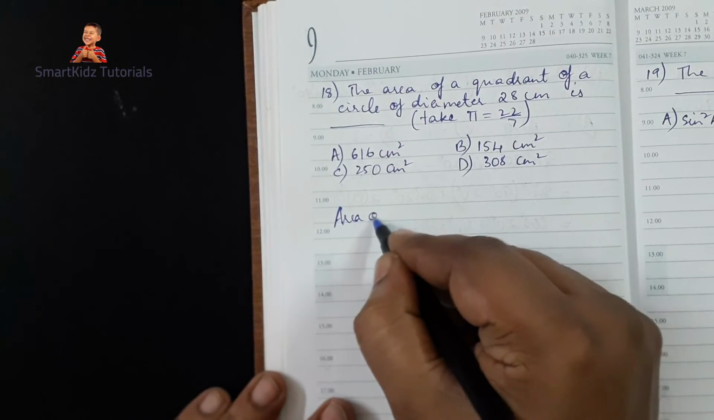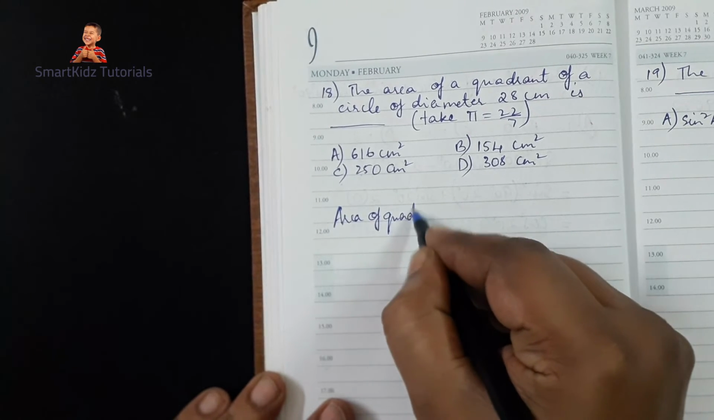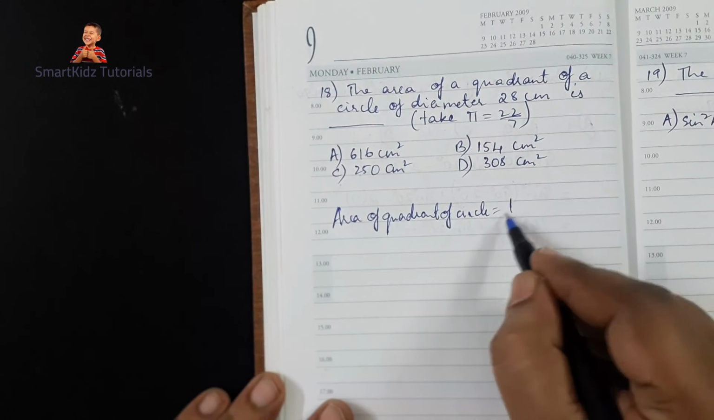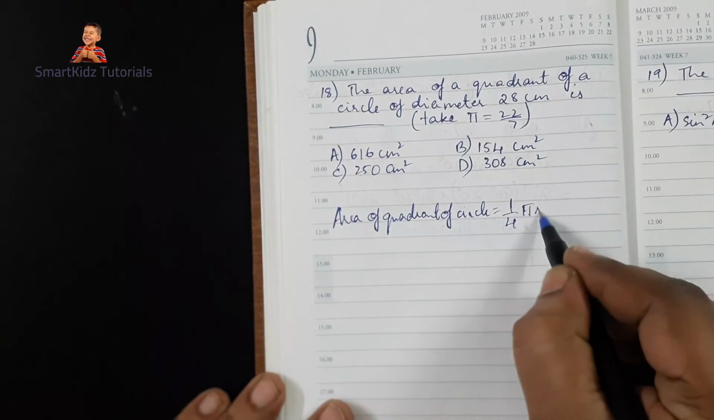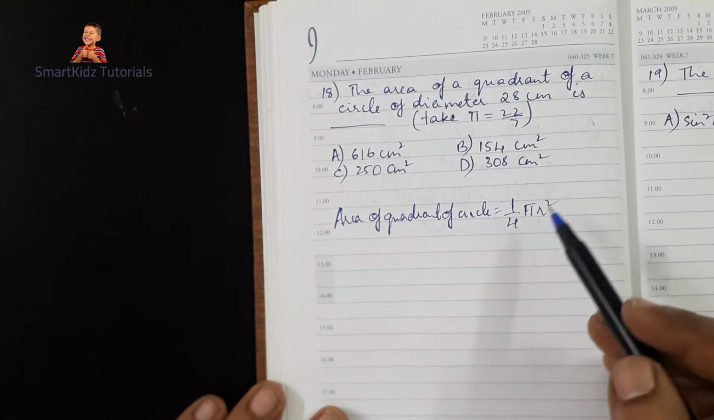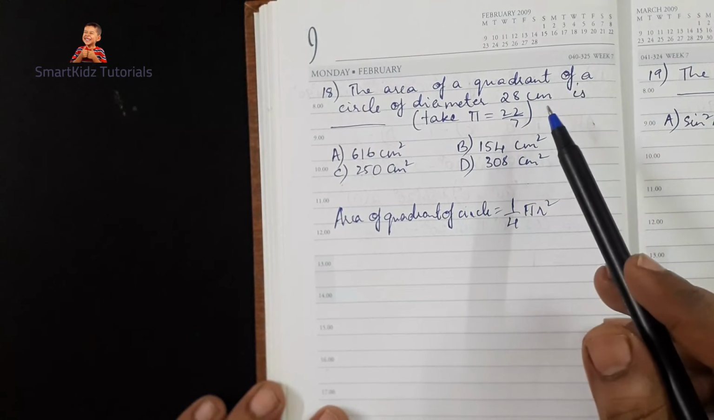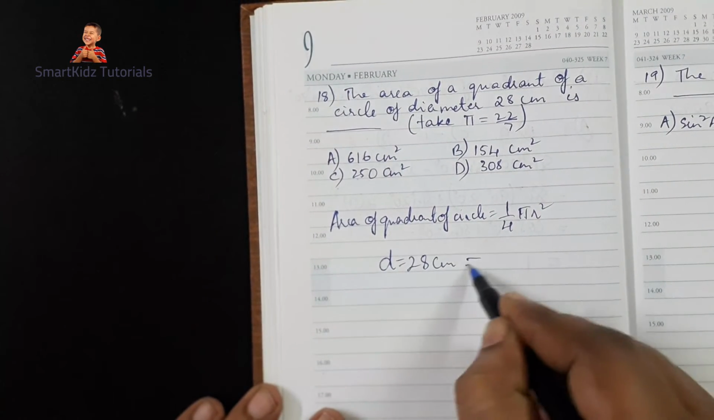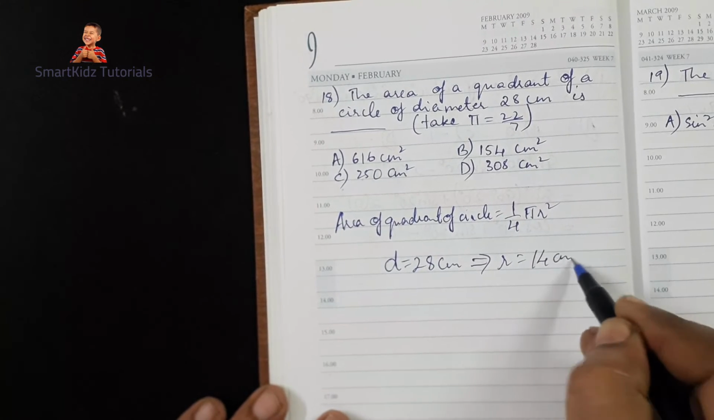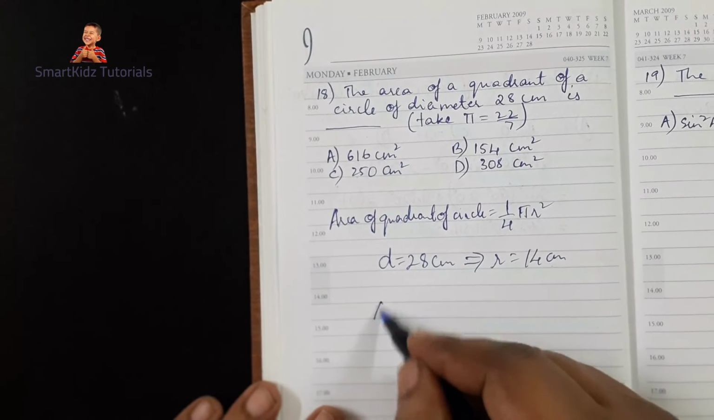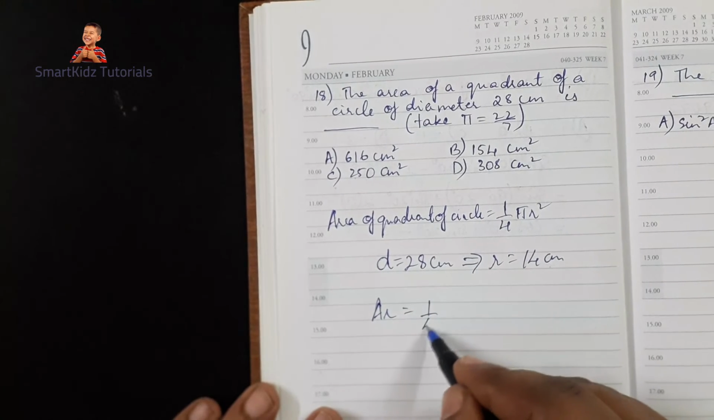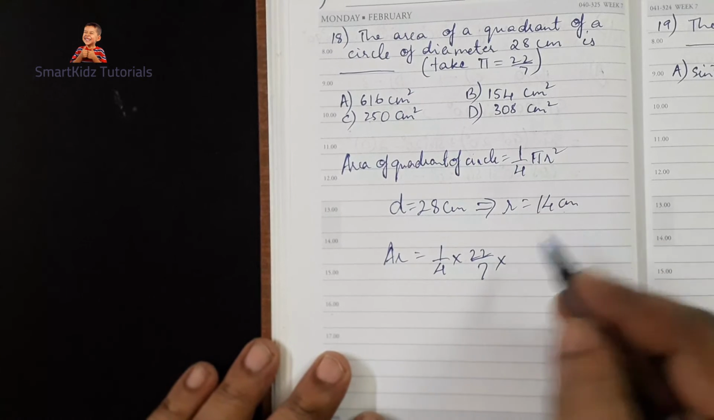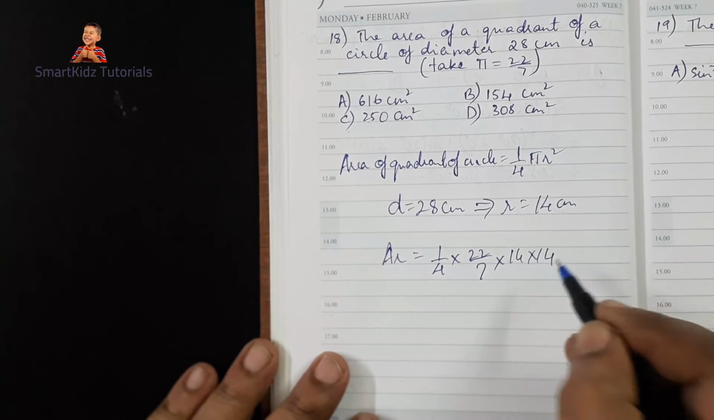So area of a quadrant of a circle is given by 1 upon 4 pi r square. So pi r square is the area of a circle. Quadrant means 1 upon 4. Diameter is given as 28, which implies that radius is going to be 14 centimeter. Let's put this value here. So area I'll take equal to 1 upon 4 into 22 upon 7 into r square. So r is 14. So 14 into 14.